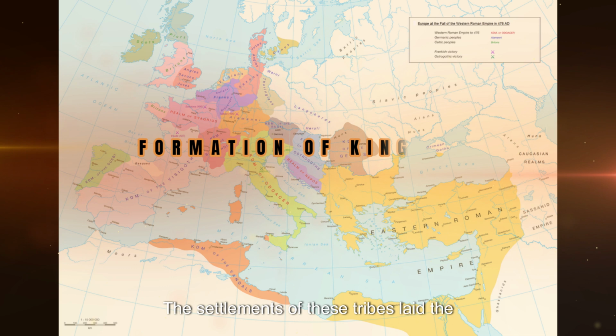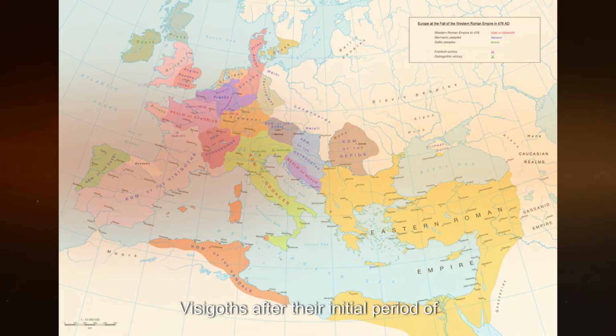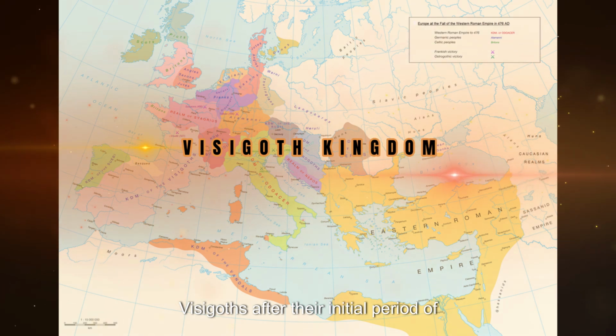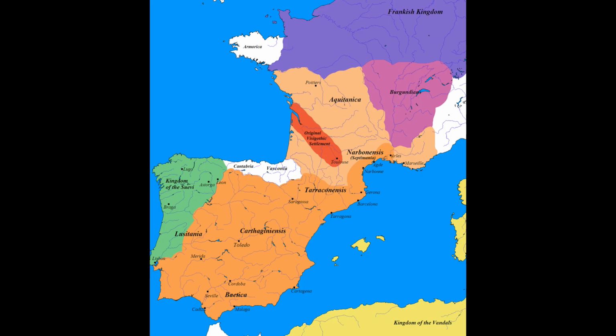The settlements of these tribes laid the foundation for future European states. The Visigoths, after their initial period of wandering and warfare, established the Visigothic kingdom in Aquitania, southwestern Gaul, and later extended into Hispania, modern-day Spain and Portugal. This kingdom, initially recognized by the Roman Empire under the Treaty of Foedus, represented a significant shift from a nomadic tribe to a settled ruling power.